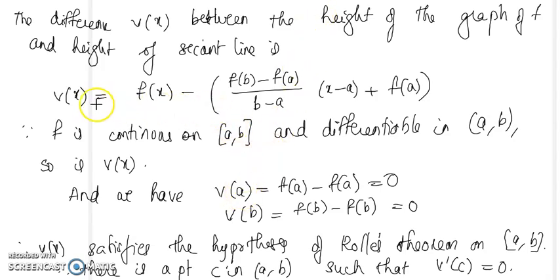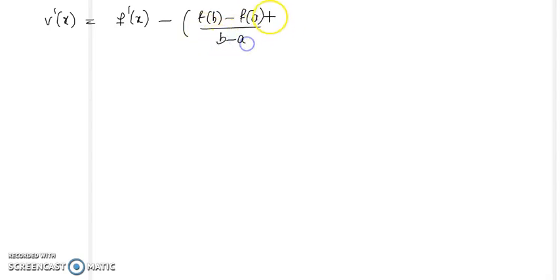So we have v of x here. Then when we take v dash of x, v dash of x will be f dash of x minus the derivative of this term, which is fb minus fa by b minus a. So v dash of x is equal to f dash of x minus fb minus fa by b minus a.